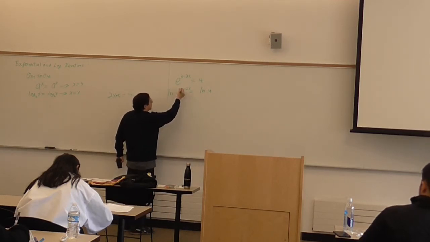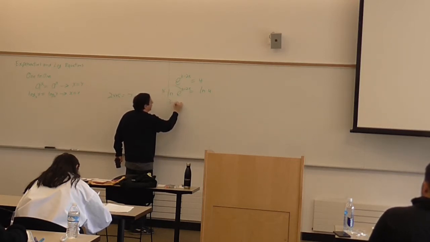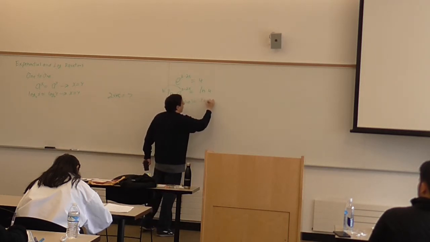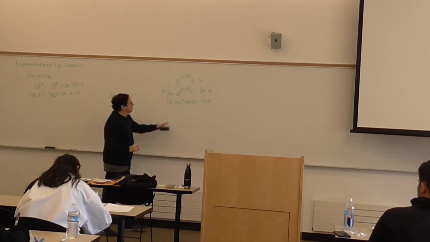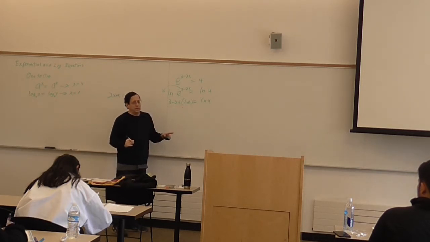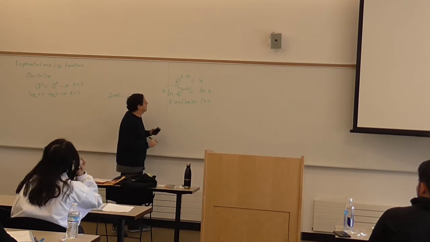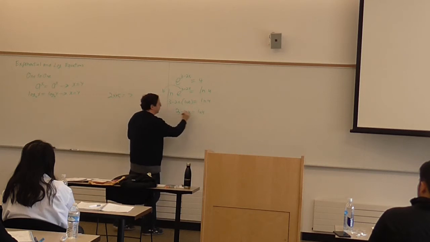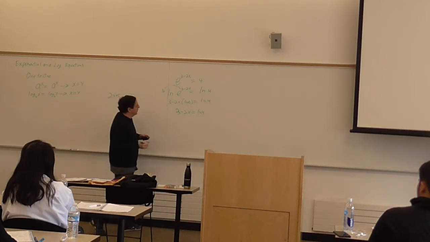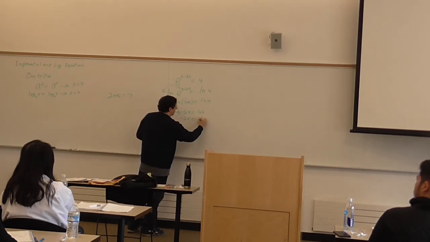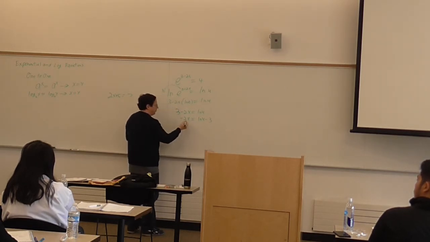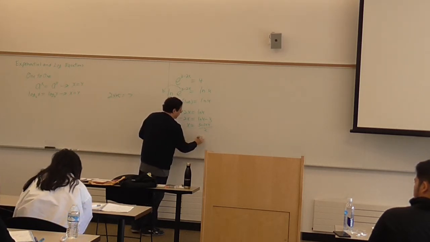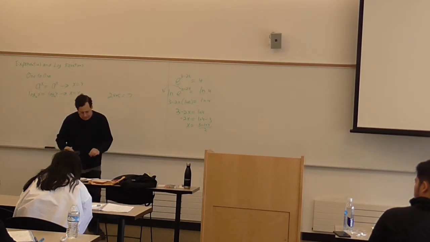Okay, so move this over here. 3 minus 2x times log of e equals log of 4. Oh, natural log of e again, that's 1. So 3 minus 2x equals log of 4. And from here, I've got pretty simple algebra, right? Minus 2x equals log of 4 minus 3, divided by minus 2 is 3 minus log of 4 over 2. All right.